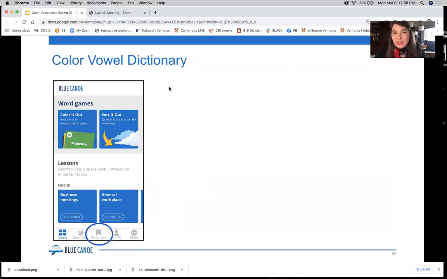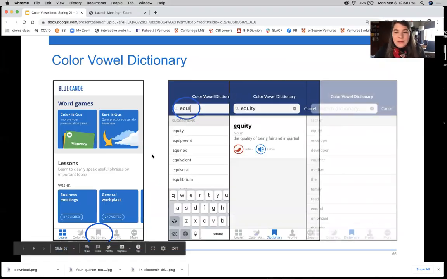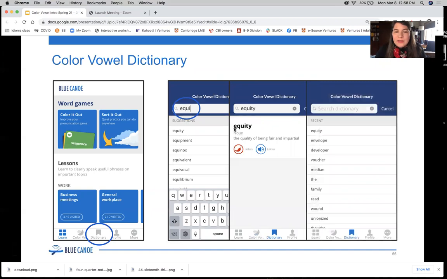There's also a dictionary in Blue Canoe. You can look up a word, it's down here. Look up a word and you can see right here where the stress is and what color it is, and you can listen. So where's the stress, what color it is, you can find it in your dictionary.